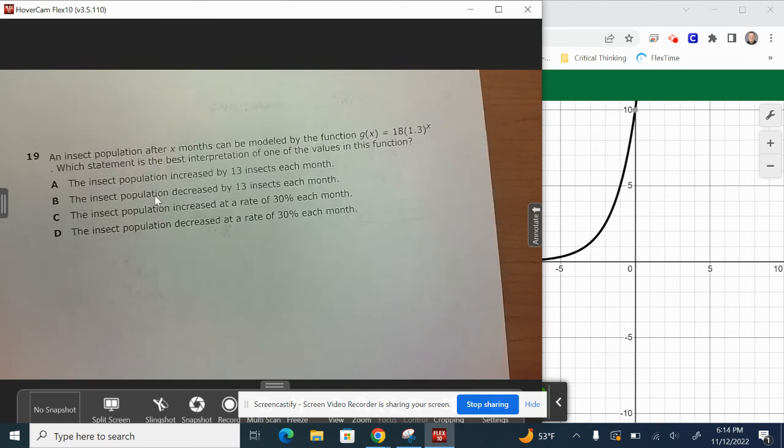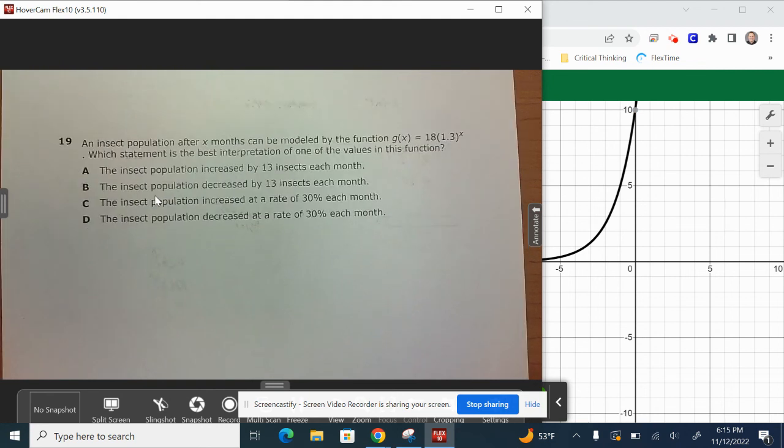Like this one. This was last year. An insect population after x months can be modeled by the function g of x equals 18 times 1.3 to the power of x. Which statement is the best interpretation of one of the values in this function? That's kind of up in the air, but I know that's exponential. Let me read my answer choices. The insect population increased by 13 insects each month. The insect population decreased by 13 insects each month. The insect population increased at a rate of 30%. The insect population decreased at a rate of 30%.